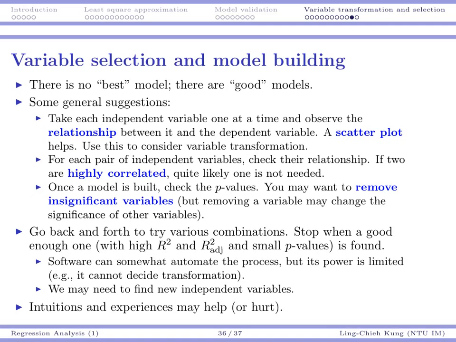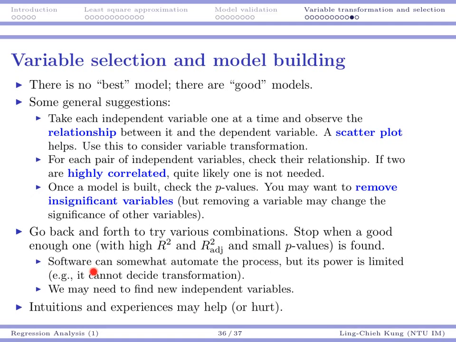Okay? So we would stop if we can see a high enough R-square and R-square adjusted, and when we can see some small p-values. What we want is to see whether one variable, whether a set of variables affect the other. What we want to do is to check what are those variables that can affect our target and how significant they are. That's our subject. Okay? And we need to go back and forth to try various combinations.